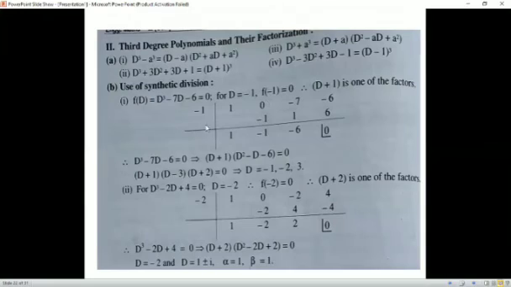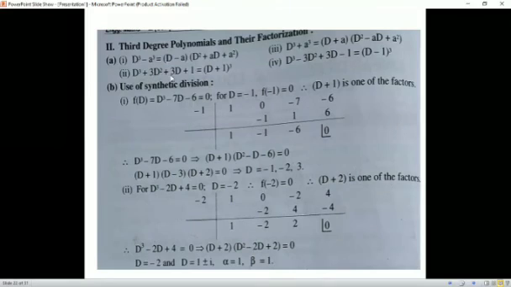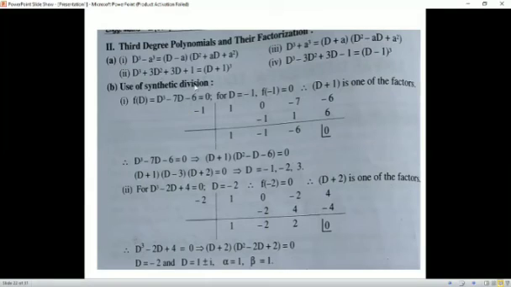But if it is something which we cannot directly factorize or not like a standard formula, here we can see these all are standard. D cube plus A cube, that is (D plus A)(D square minus AD plus A square), right? D cube plus 3D square plus 3D plus 1 is nothing but (D plus 1) cube. This is nothing but (D minus 1) cube. But something like, if it is the term, this is not standard, D cube minus 7D minus 6. So in this case, we have to use synthetic division method.